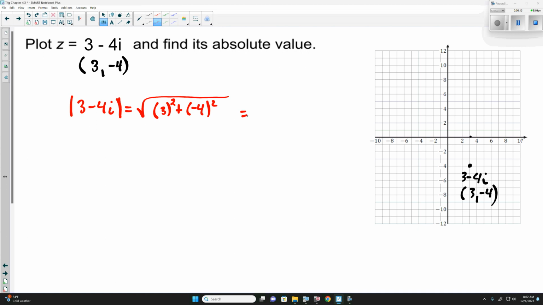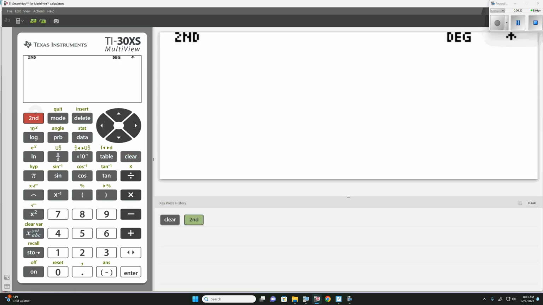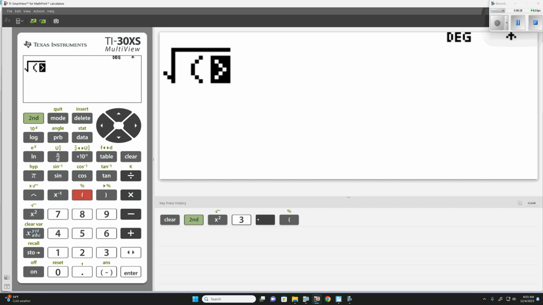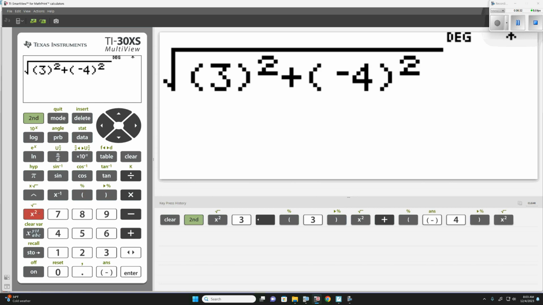Be good with plotting the point. Now, if we take the absolute value of it, square root of 3 squared plus negative 4 squared, this time I'm going to show you how to do this in the calculator. Clear that out. Because we can say second, square root of, parentheses, 3 squared plus negative 4 squared is 5.